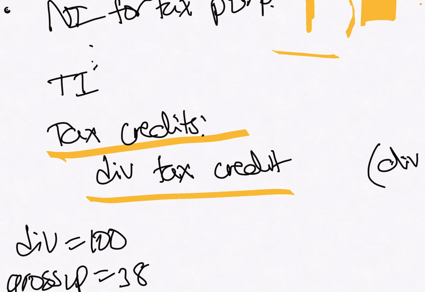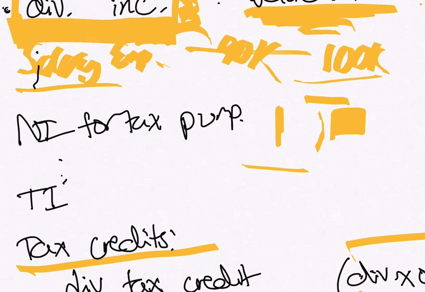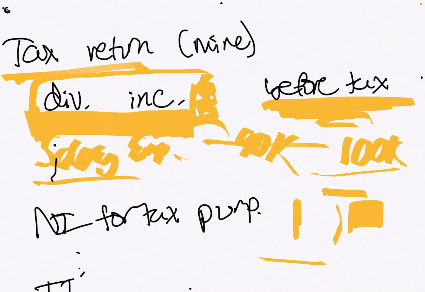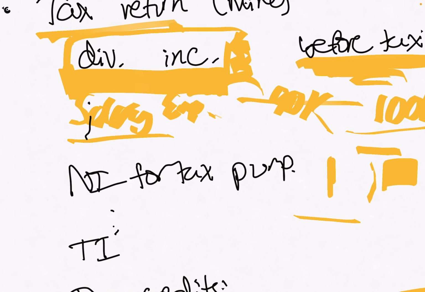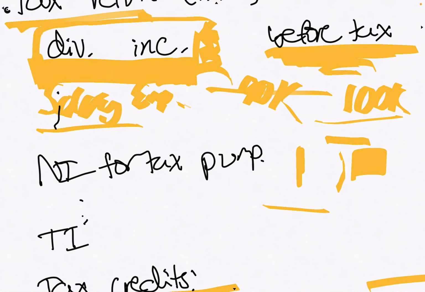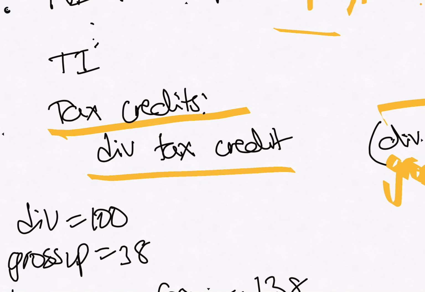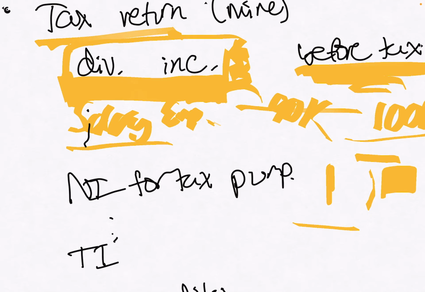So this dividend tax credit is basically the dividend gross up times 0.38 times, oh, I guess the dividend gross up times 6 over 11. So this thing basically reduces the gross up. You can imagine that the gross up, where we multiply by 1.38, gets canceled by this dividend tax credit. So at the end of the day, there isn't additional tax being paid, it's only the normal tax.